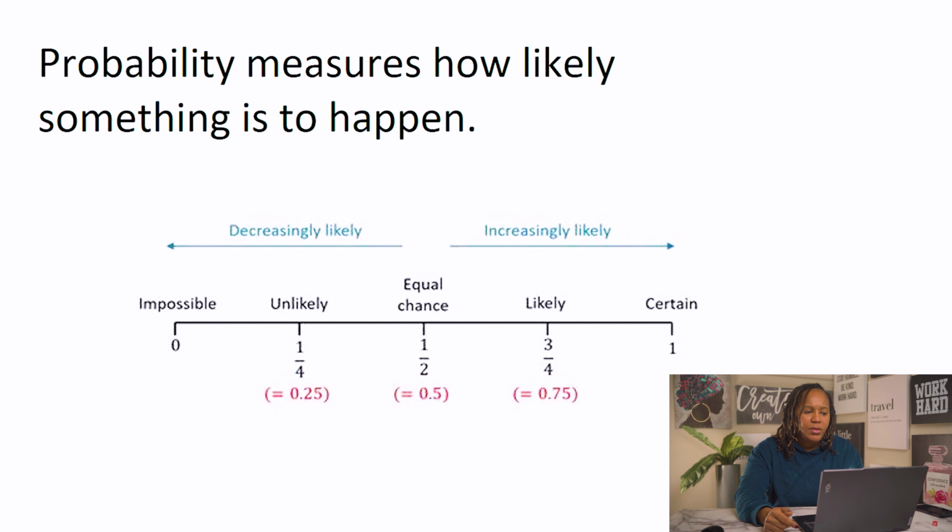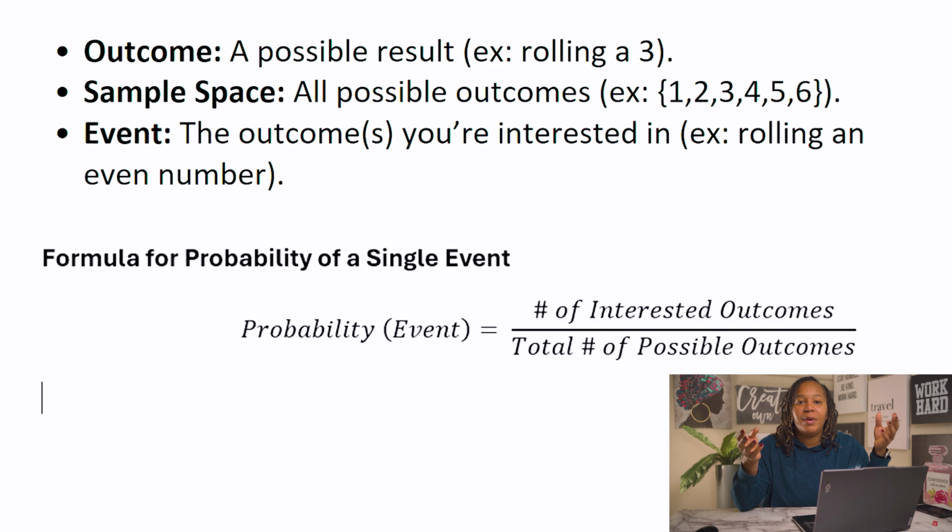All right, so let's look at some key terms. We're gonna look at some key terms that we need to understand in order to know how to find the probability of a single event. The first term is outcome. The outcome is a possible result of something happening, okay?